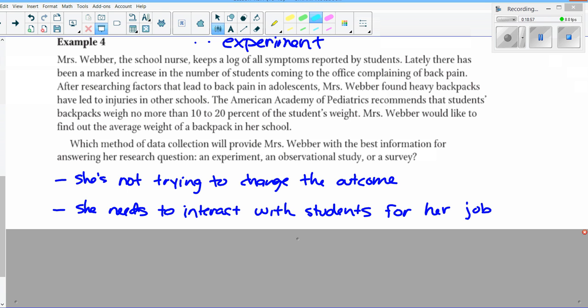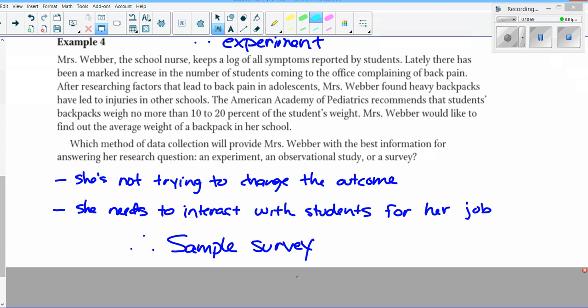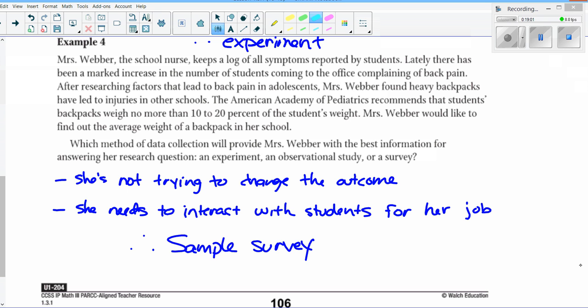That's all she wants. So it has to be a sample survey because she needs their feedback. She'd probably ask questions like, how heavy is your backpack? How much do you weigh? So that way she can then figure out the percentage of the backpack compared to their weight. And a sample, because she doesn't need to ask everybody. She just needs to ask a portion of the people.